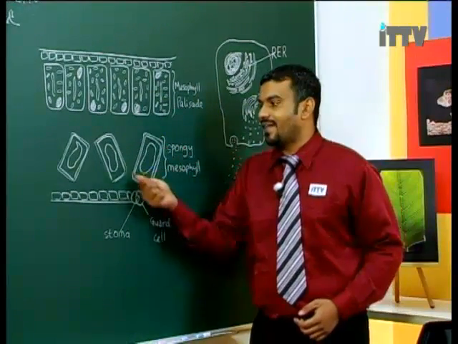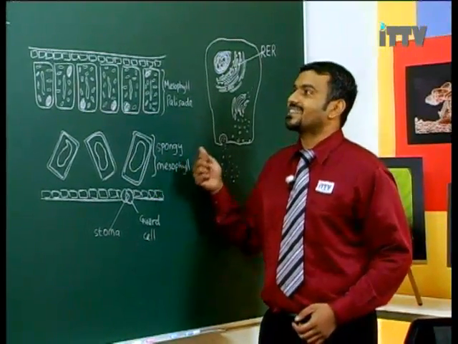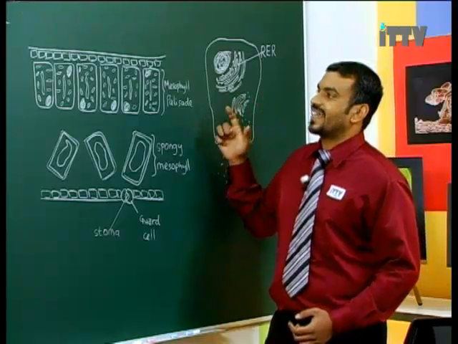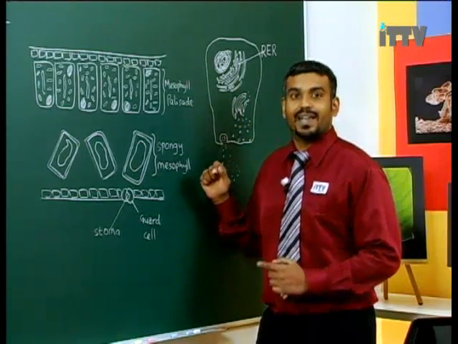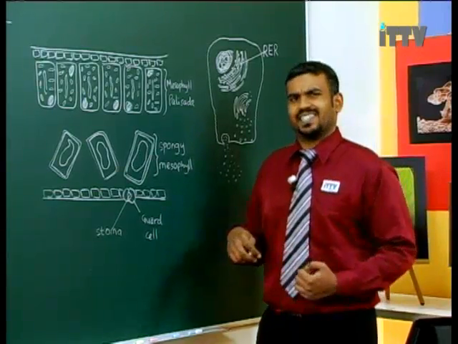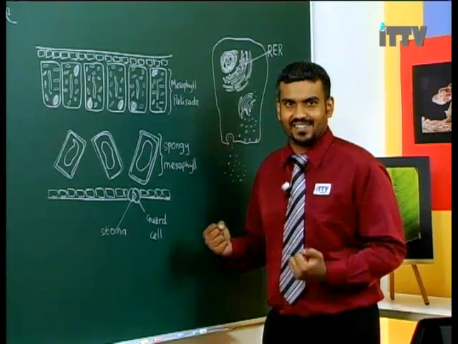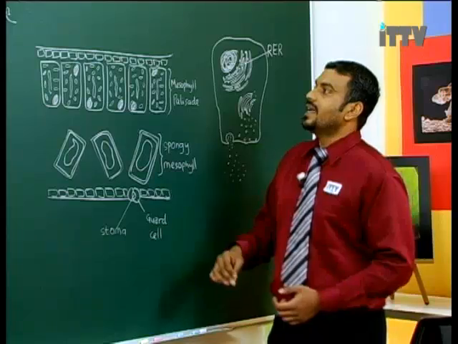Diagram number 2 that you have in front of you here is an example of a cross section of a leaf. What is this? It's a cross section of a leaf. What is a cross section? Most of us are new to these ideas. Let's see what a cross section is.